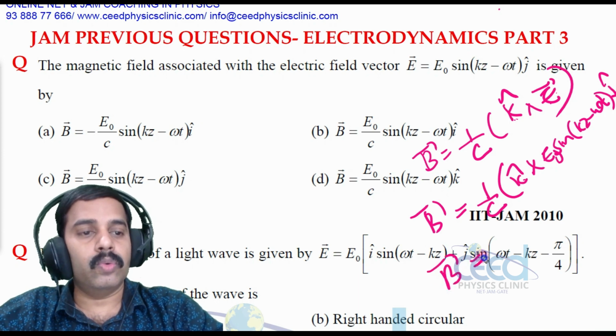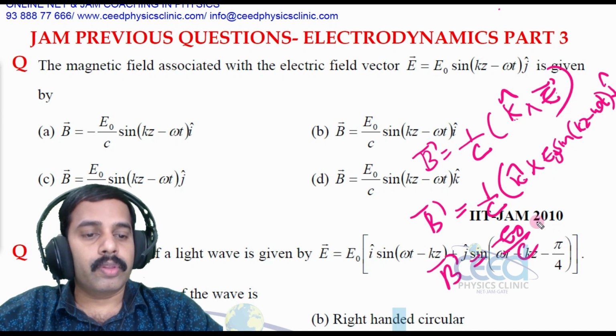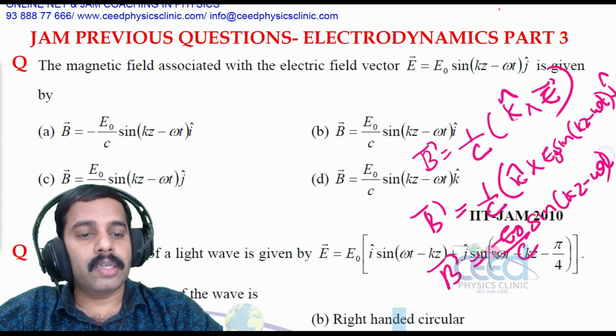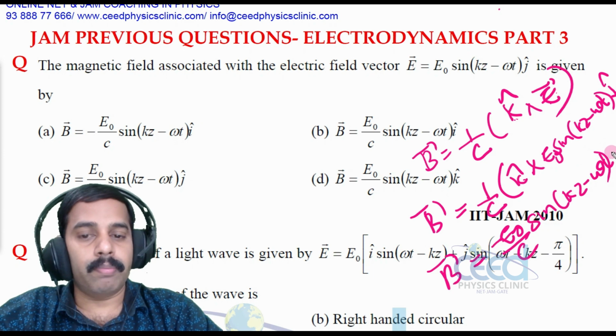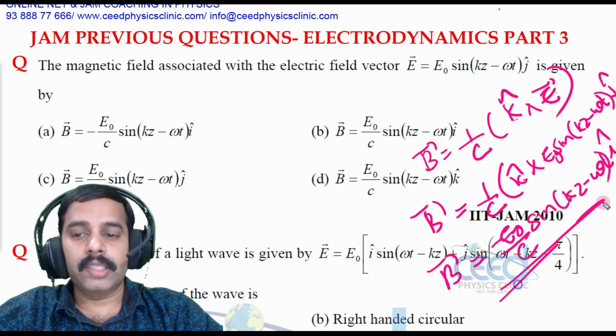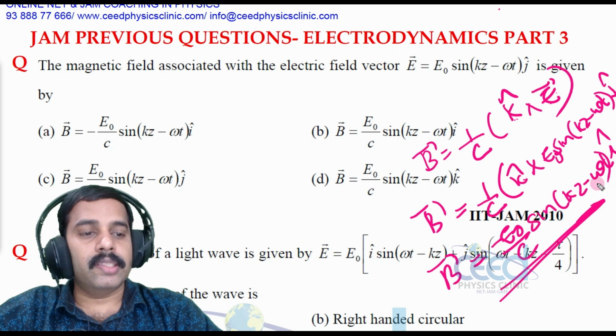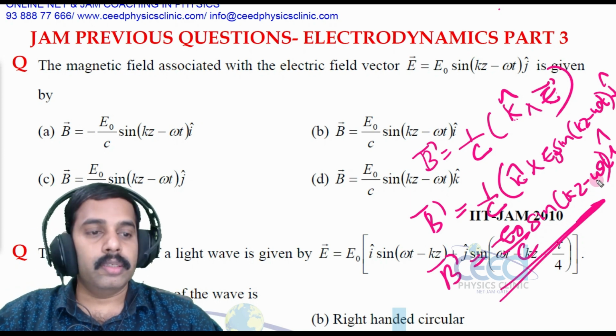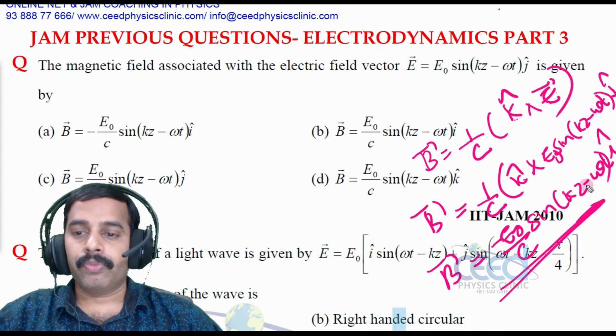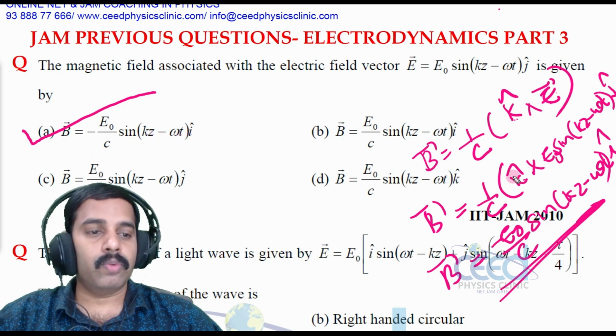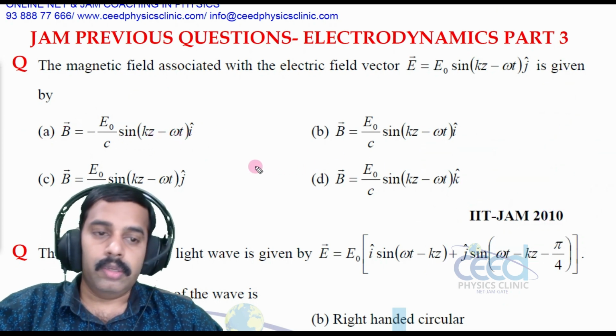So B is equal to minus E0 by c sin(kz minus omega t). This minus represents k cap cross j cap, that is minus I cap, right? So minus E0 by c sin(kz minus omega t) I cap, right? So which one is the option? Option A is correct, right? All right. Minus E0 by c sin(kz minus omega t) I cap. All right.